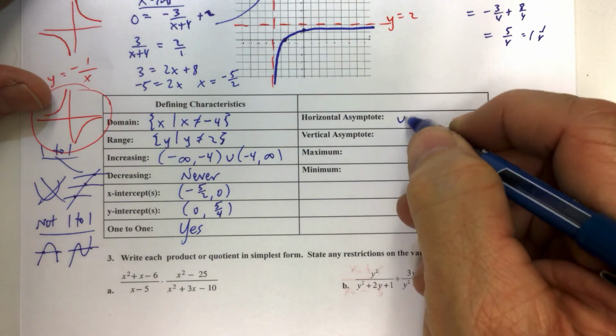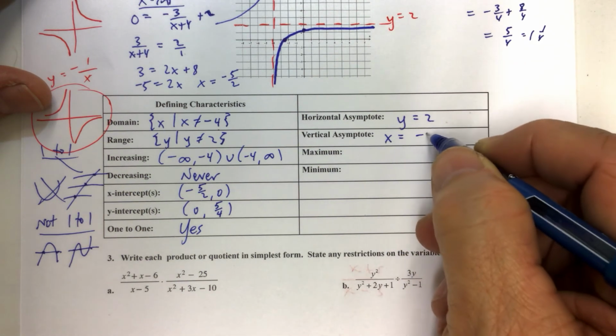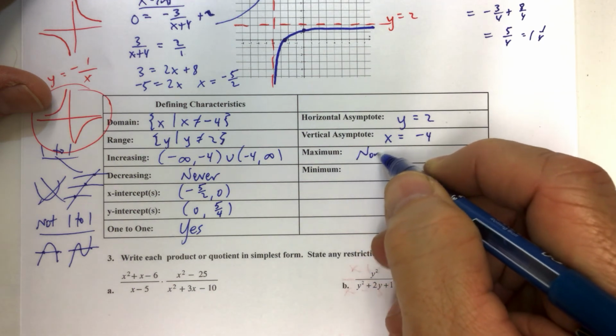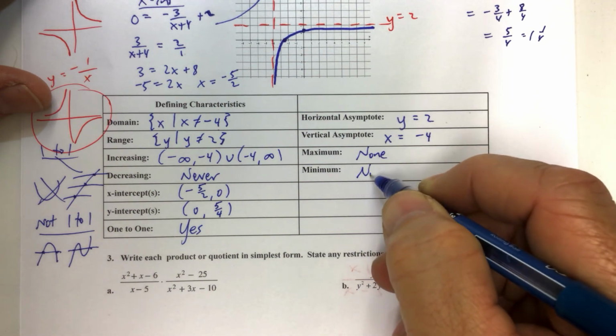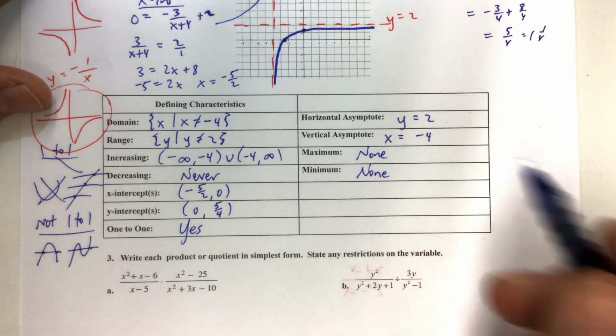Horizontal asymptote, we already talked about that. Y equals 2. Vertical asymptote, also talked about that. X equals negative 4. We have no max and no min because there's no highest y and there's no lowest y. So we have no max, no min.